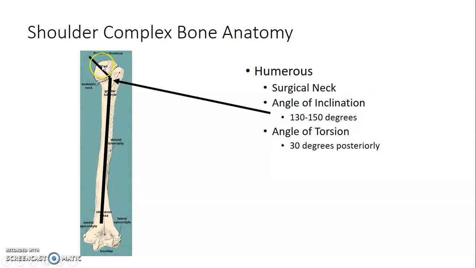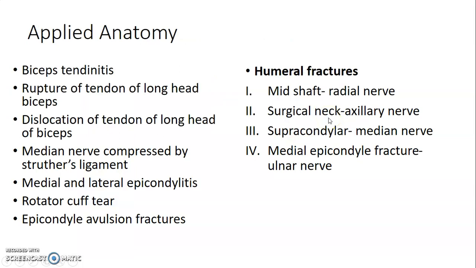So we have what you call the angle of inclination, that is usually between the axis of the head and the axis of the shaft, and it's 130 to 150 degrees. And then we also have what you call the angle of torsion, the sort of tilting of the humerus posteriorly by 30 degrees. So that's the angle of torsion of the humerus. Normal is 30 degrees posteriorly, and the angle of inclination is 130 to 150 degrees.